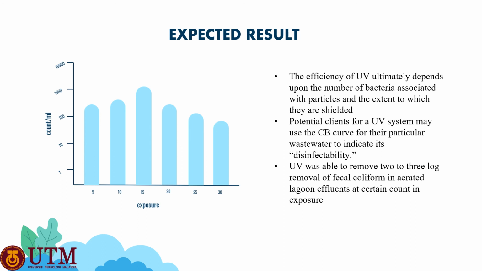To get the expected result in this experiment, the efficiency of UV ultimately depends upon the number of bacteria associated with particles and the extent to which they are shielded. Because the collimated beam test corrects for the UV absorbance characteristic of the wastewater, the numbers may create adverse characteristics of the liquid itself, particularly low UV transmission. Potential clients for UV systems may use the collimated beam curve for their particular wastewater to indicate its disinfectability. From the graph here, it will determine the fluence necessary to reach a target effluent count.